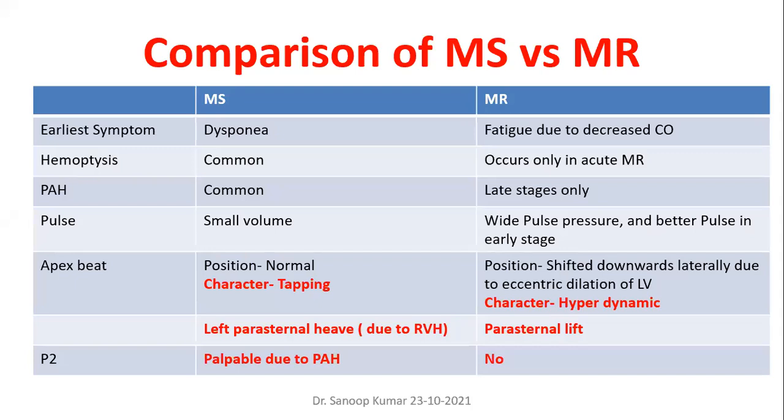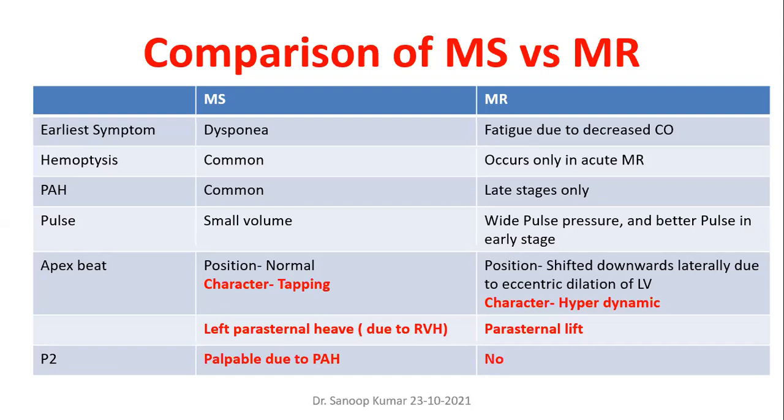About apex beat, when I taught you about mitral regurgitation, I told you since the left ventricle is going to dilate, you will have a shifted outward, downward, wide apex beat in mitral regurgitation. Hyperdynamic also. But in case of mitral stenosis, the apex beat will be in the same position only. It is not going to shift down. The reason is you do not have enough blood in your left ventricle to dilate it. So in mitral stenosis, the left ventricular apex beat is going to be in the same position, and the character will be a tapping apex beat.